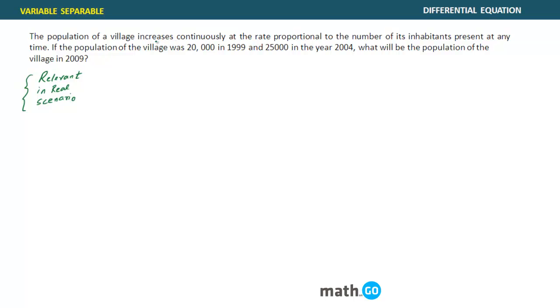The population of a village increases continuously at a rate proportional to the number of its inhabitants present at any time. All right. So rate. So let me explain the words which are there. The population rate is proportional to the number of inhabitants, right? So let's say I assume that the population that I'm going to talk about, I'll call it P.